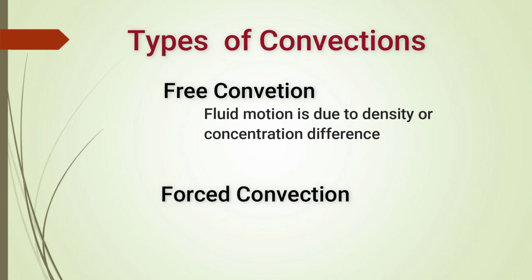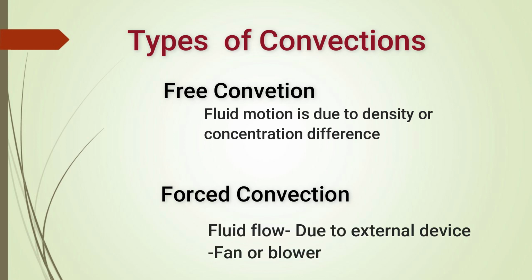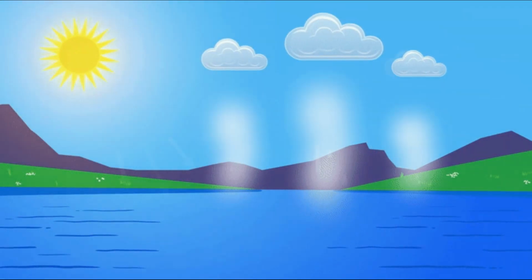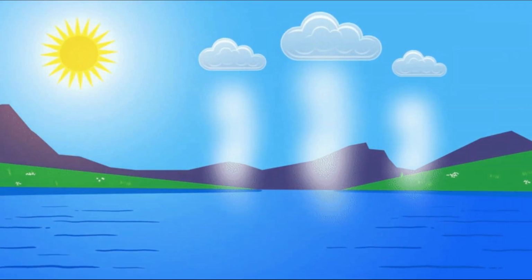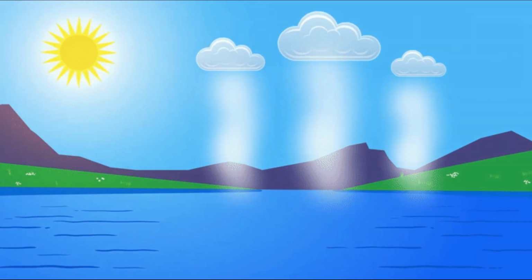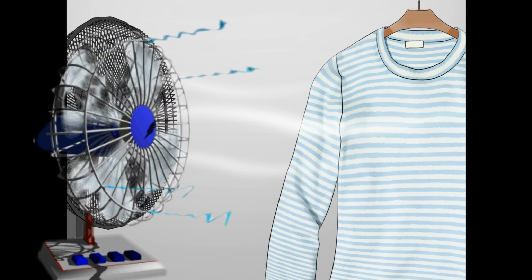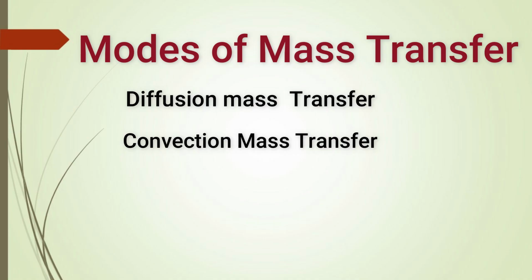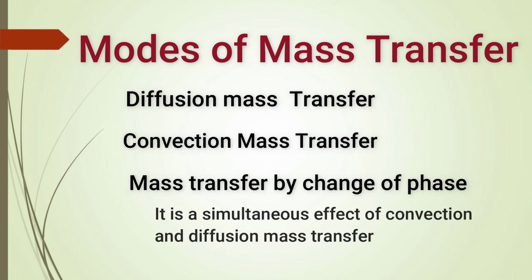In free convection, the fluid motion is created by the density difference or the concentration difference. In forced convection, the movement of fluid is created by external devices such as fans or blowers. An example for free convection is the evaporation of water in a swimming pool, pond or lake. And an example for forced convection is drying of wet cloth under the fan. And the third mode of mass transfer is mass transfer by change of phase. Actually, it is a simultaneous effect of convection and diffusion mass transfer.